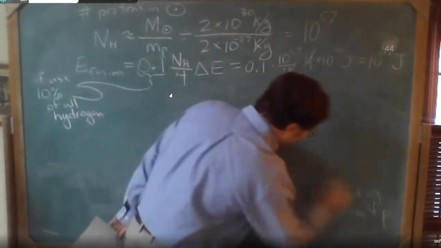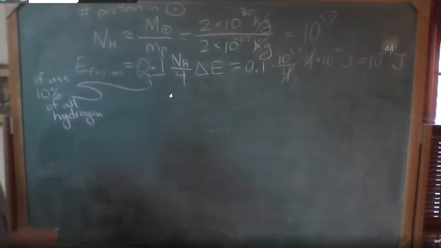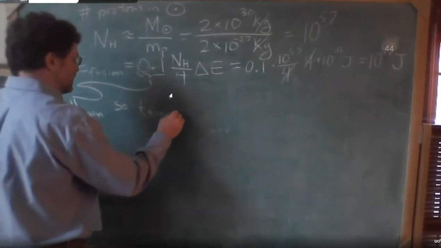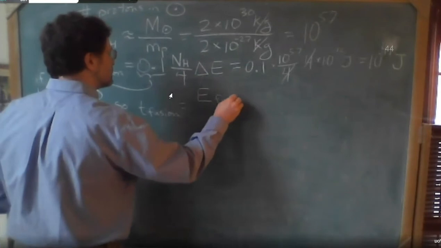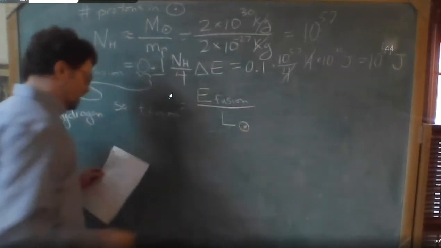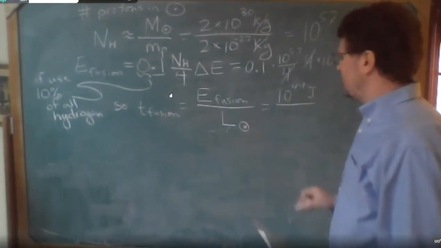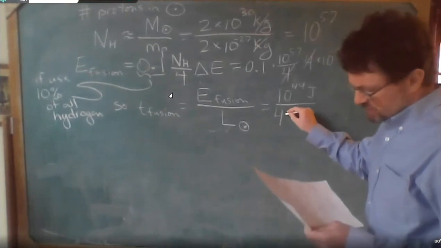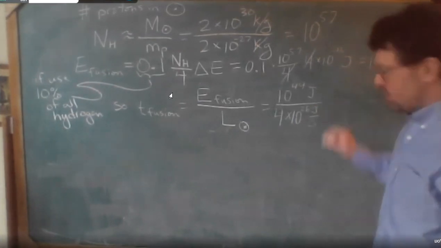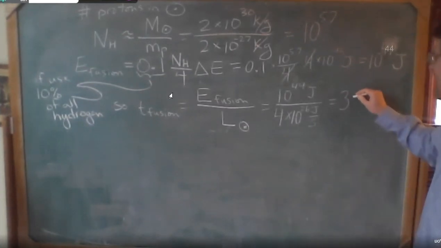We can figure out, for that available energy, E fusion, how long would it take the sun to use it up if it were radiating at its current luminosity? So, as before, you take the available energy and you divide it by the rate at which that energy is being used up. So this is 10^44 joules divided by a little bit less than 4 times 10^26 joules per second. And so this is about 3 times 10^17 seconds.